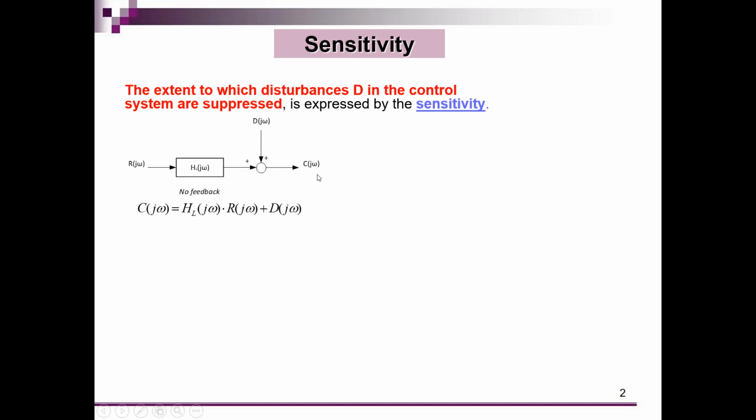And now we can say that the output signal C is equal to the disturbances D plus HL times R. So the output is a function of the disturbances and a function of the input times the transfer function of my system. So the impact from the disturbance on the output is 1 by 1. So C equals D. So the disturbances are not suppressed but are directly coupled to the output.